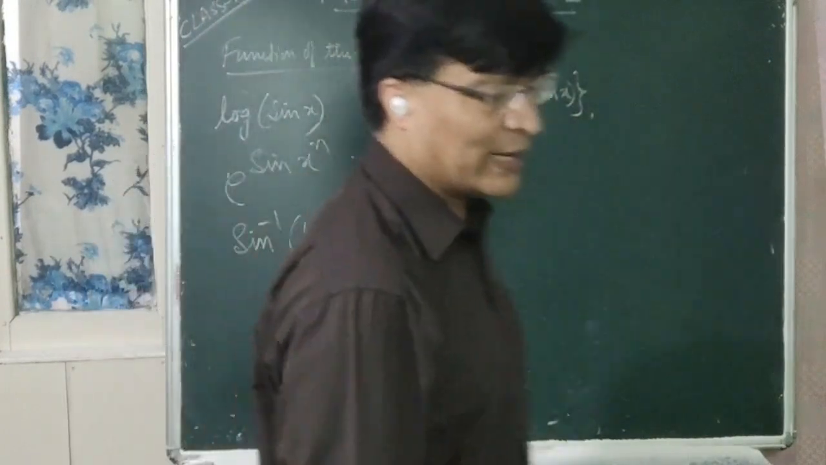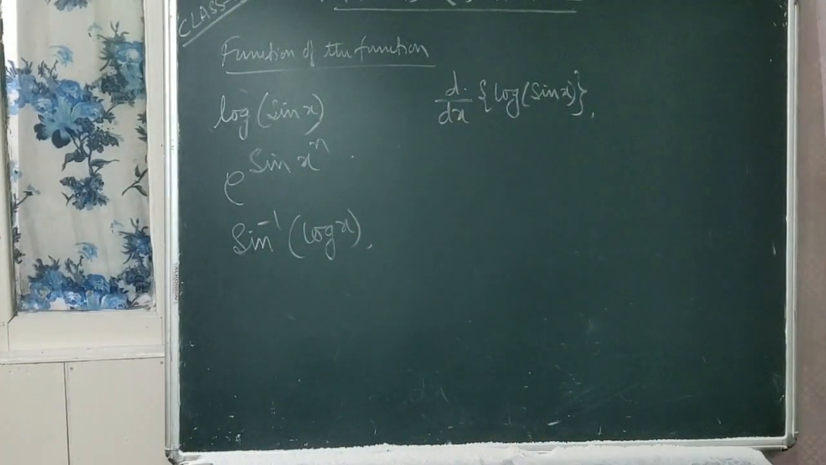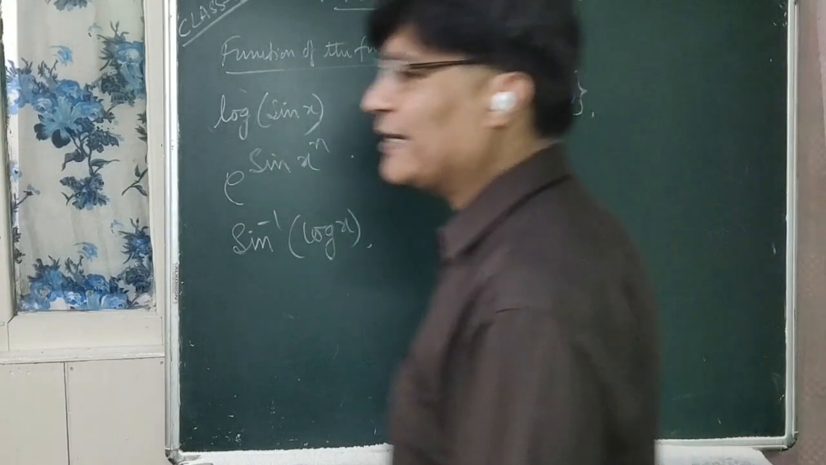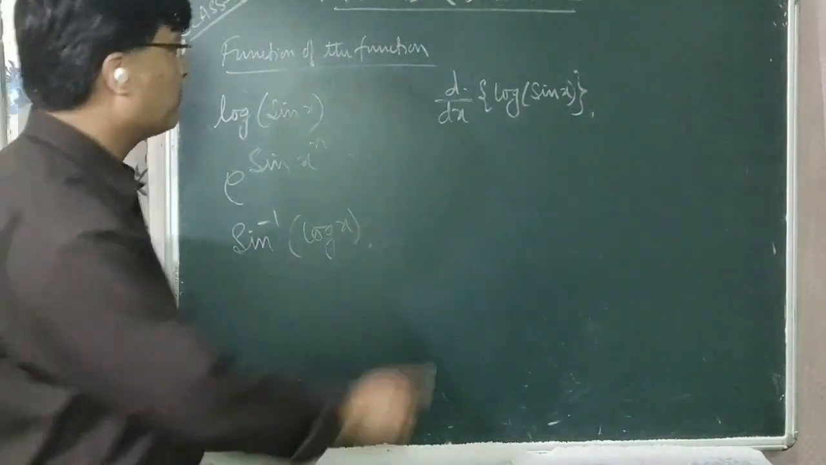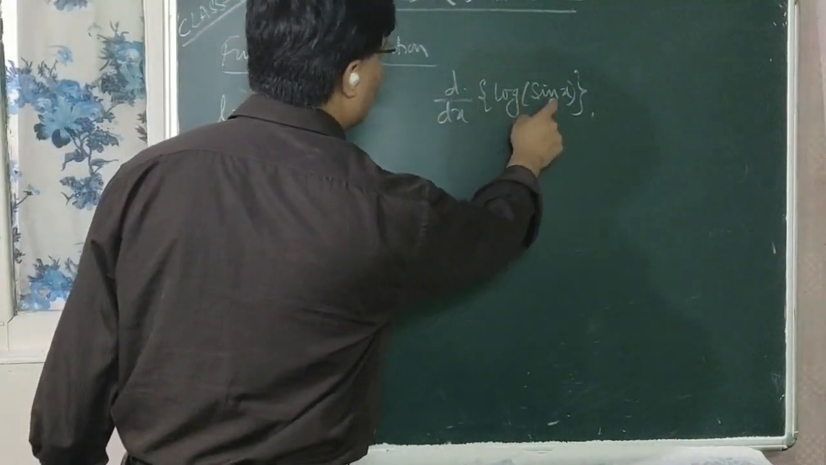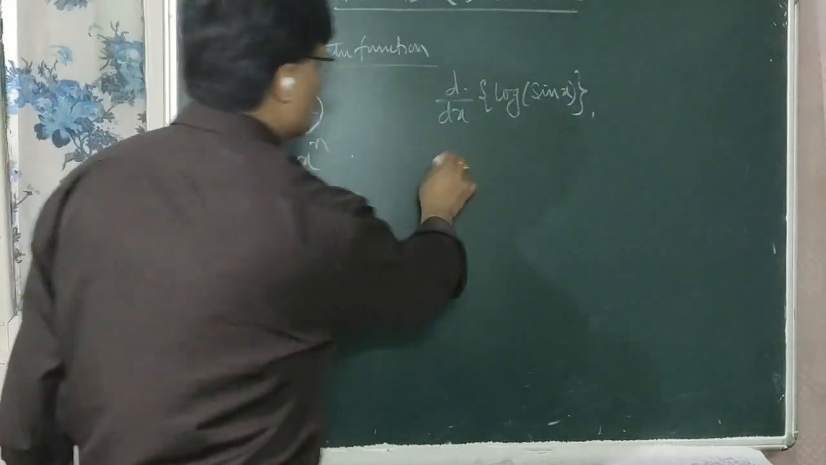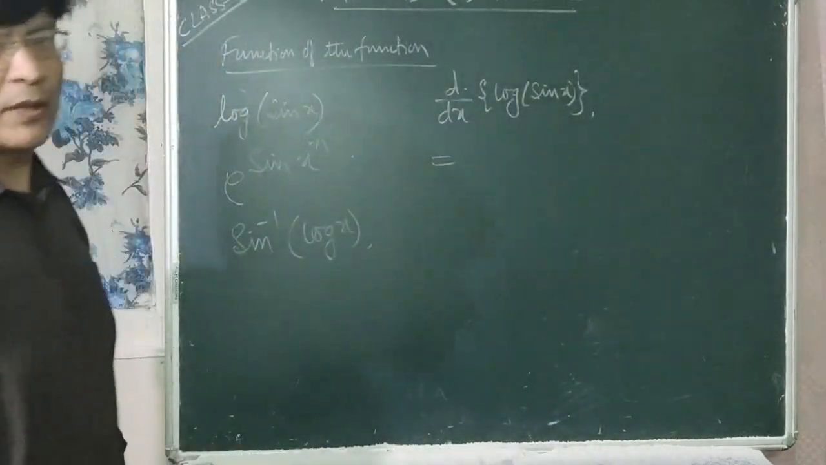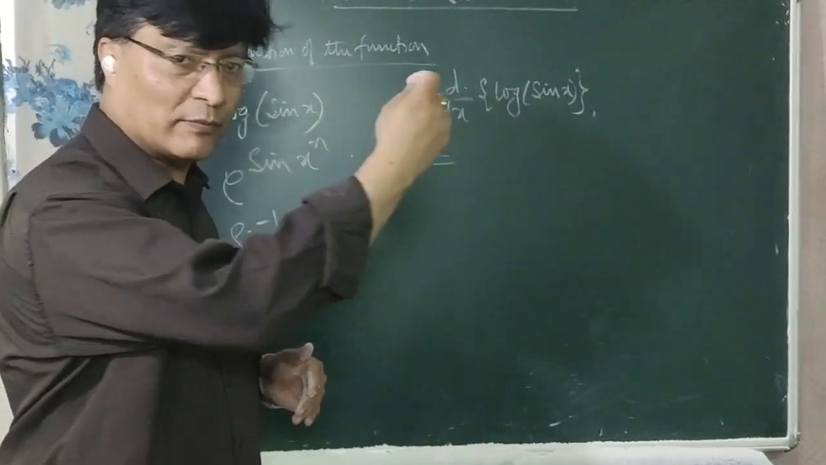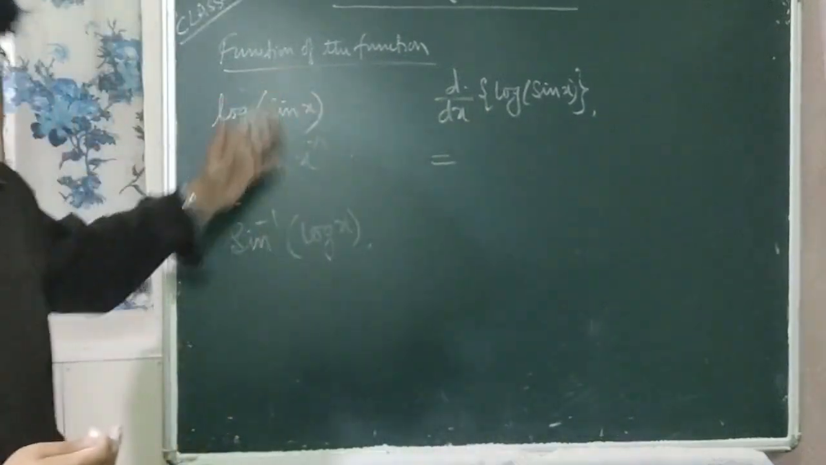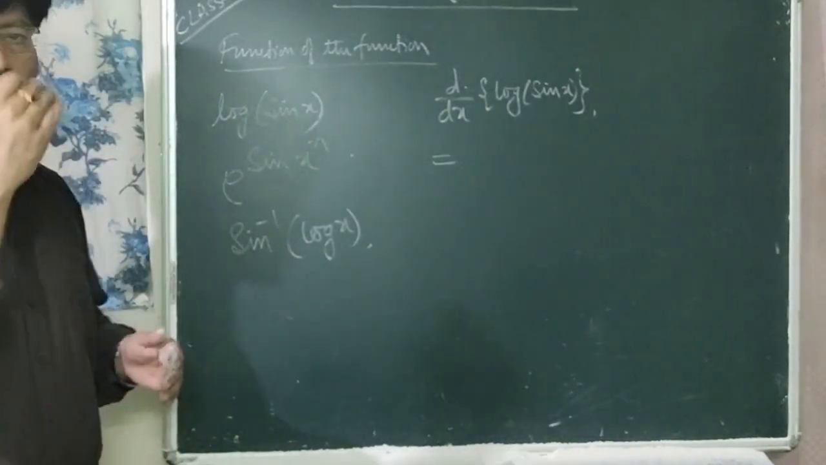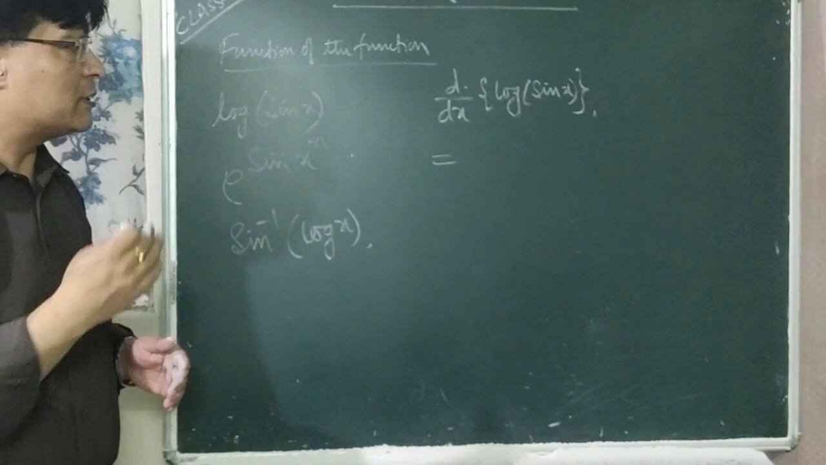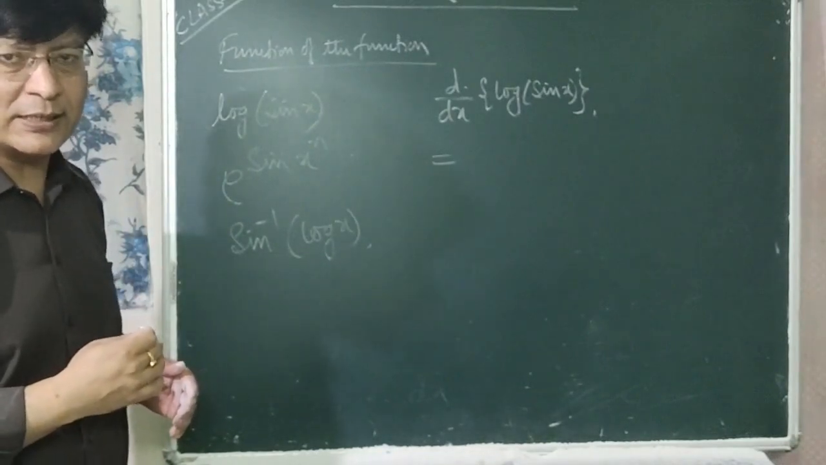So how can you get the differentiation of log of sin x with respect to x? How can you find out the differentiation of log of sin x with respect to x? That is d by dx of log of sin x. Okay? So how can you get its differentiation? We can write on the formula from formula number 1 to 13. We have just written it here, isn't it?